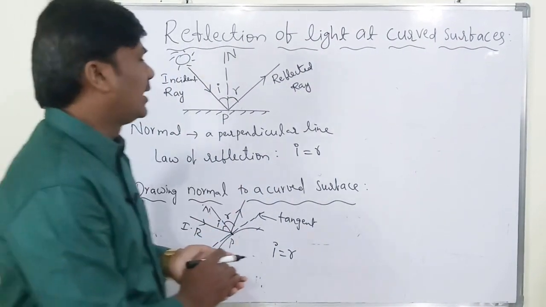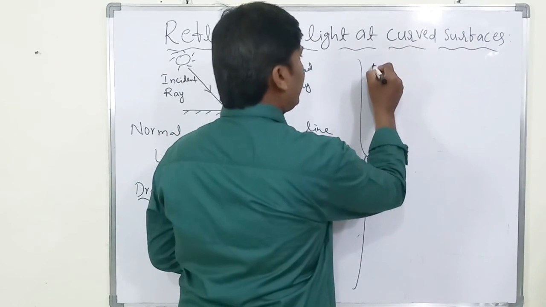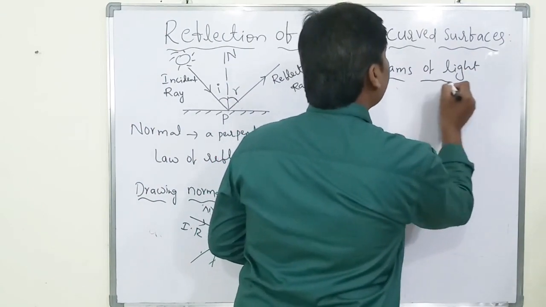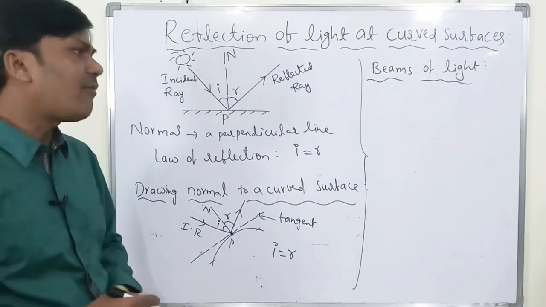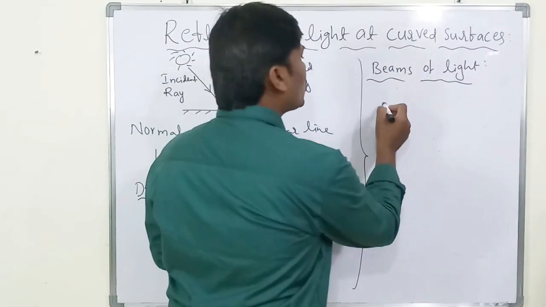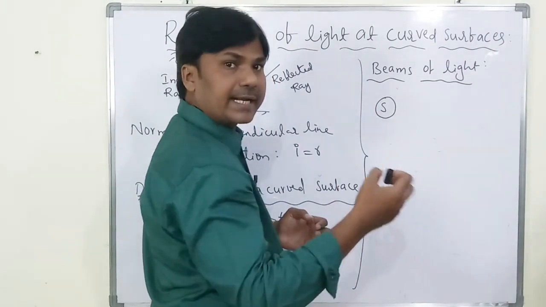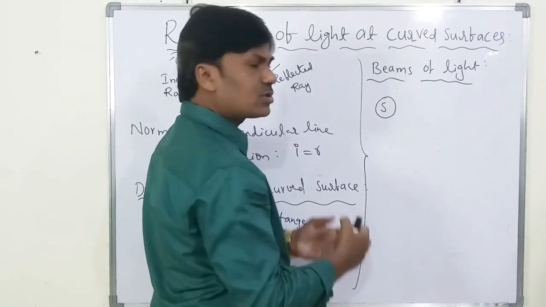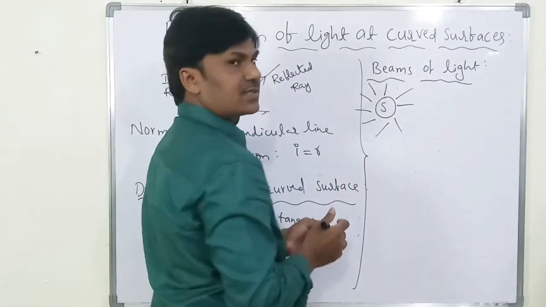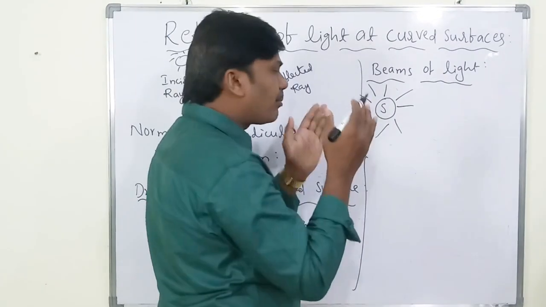Okay? Next, here we shall discuss different beams of light. What is the meaning of a beam of light? A beam of light means a bunch of so many light rays. If you take a source of light, maybe the sun or a bulb, tube light or a candle, whatever gives the light, that is called a source of light. This source of light spreads the light rays in all the directions, isn't it? Now, a bunch of light rays means a bundle of light rays.